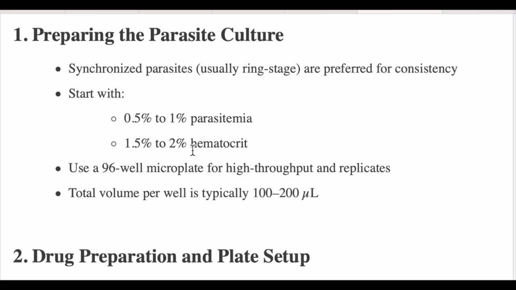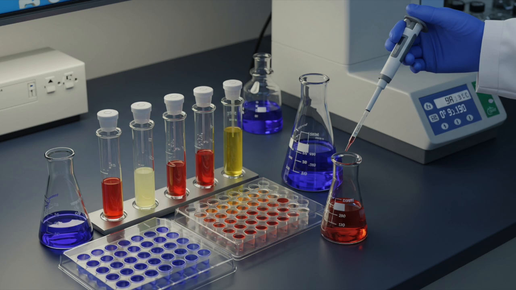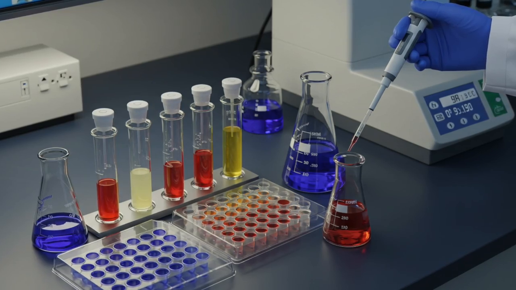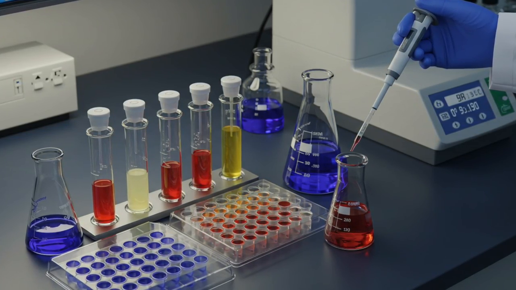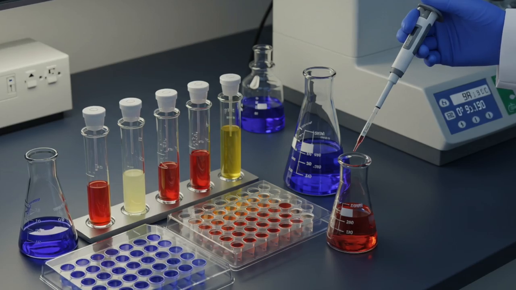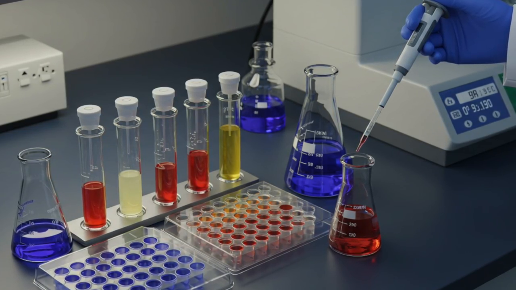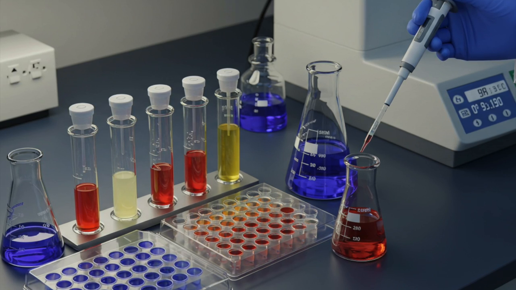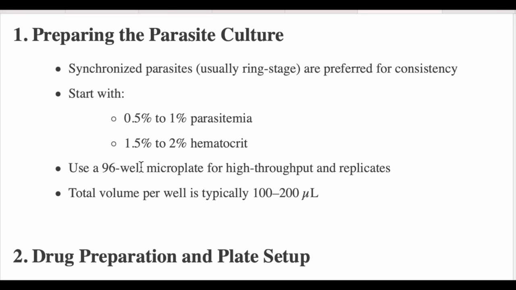Again, you're starting at 0.5 to 1% parasitemia, and you make the red blood cell component that you add, which is referred to as the hematocrit, 1.5 to 2%. You use a 96-well microplate for high throughput, so that you can also have replicates, because you typically want at least duplicates, but triplicates are ideal. You are in a total volume of up to 200 microliters, like 100 to 200 microliters.